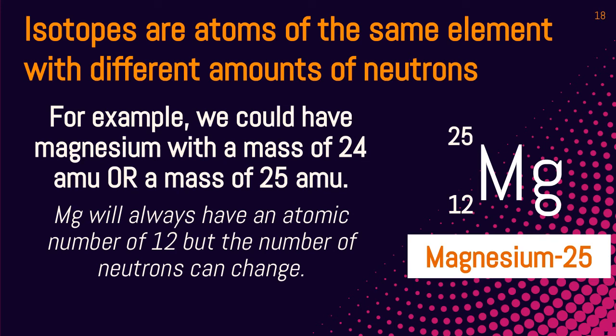Isotopes, reminder, are atoms of the same element with different amounts of neutrons. So for example, we could have magnesium with a mass of 24 AMU or a mass of 25 AMU. Magnesium will always have an atomic number 12 according to the periodic table, but the number of neutrons can change. So we want a way to write that out. And you can see here we have a hint of how we're going to be writing these things out. Both are magnesium, but it can have a different mass based on its number of neutrons.